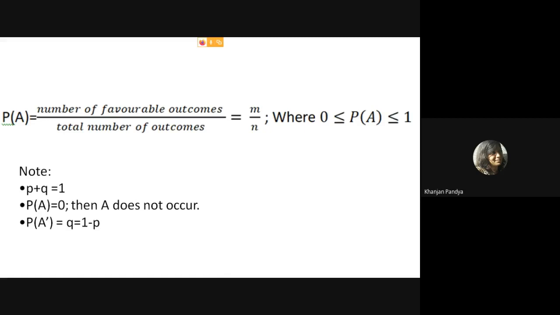So the thing we have to take note of is P of A is M by N and 0 is less than or equal to P of A is less than or equal to 1, because in the examples or in exams, some of the students are having negative answers, so it is not possible to get any event in negative. In this real world, everything is in the real world. That means 0 to 1 only, right? It never occurs greater than 1 also. So if you are having the answer 1.6566, it is wrong. So you have to take care that the probability of occurring is 0 to 1.